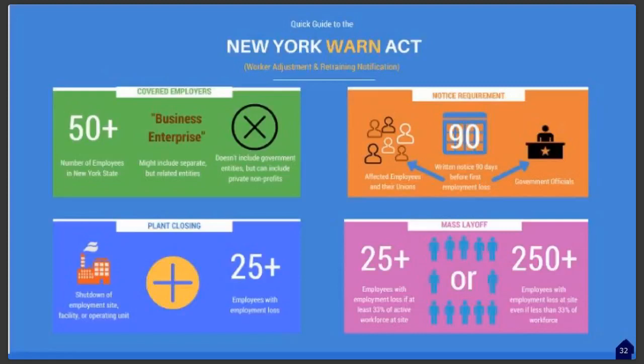The first number in the business enterprise coverage goes to 100. The notice requirement is 60. The plant closing minimum would be 50 employees. Mass layoff, these numbers change to 50 and 500 respectively.